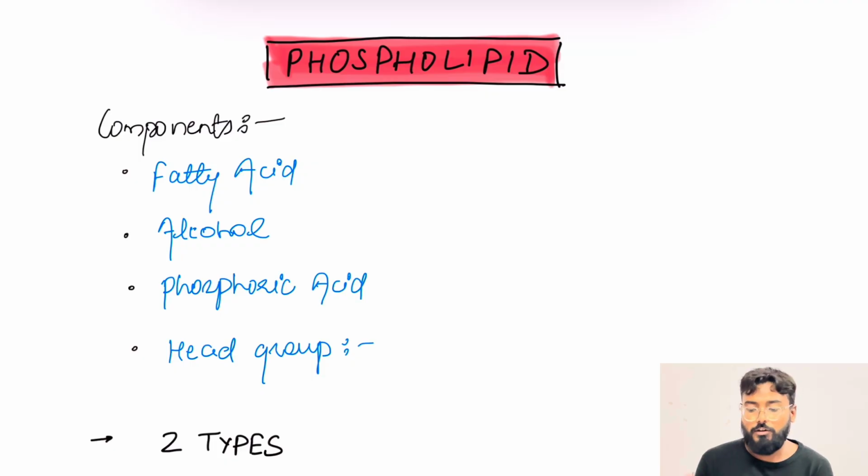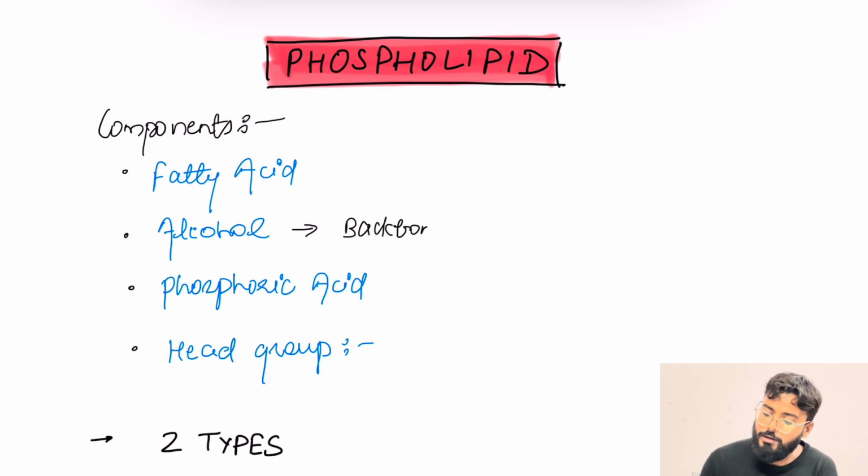Phospholipid is a kind of lipid where there are four components: your fatty acid, alcohol, phosphoric acid, and your head group. This alcohol is going to form your backbone, which means the other components are going to attach on the chain of this alcohol. The fatty acid is going to get attached on this alcohol, and the phosphoric acid also is going to attach on this alcohol.